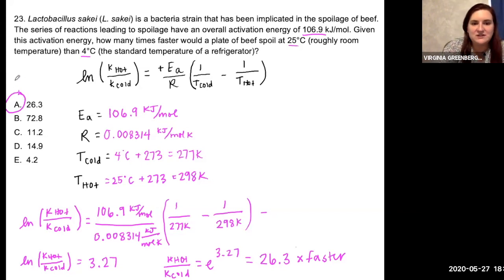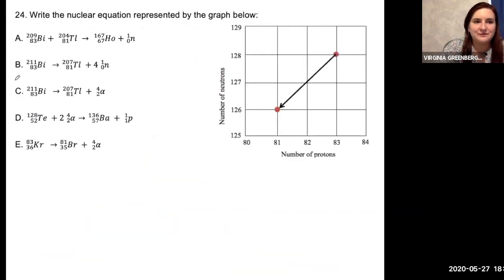Don't let these questions intimidate you. If you just organize your information, you'll be good to go. Okay. So now we're going to finish with some nuclear. Here we have a graph. Love graphs. They're great. And here it's telling us about the number of neutrons and the number of protons. We're moving between two different points.